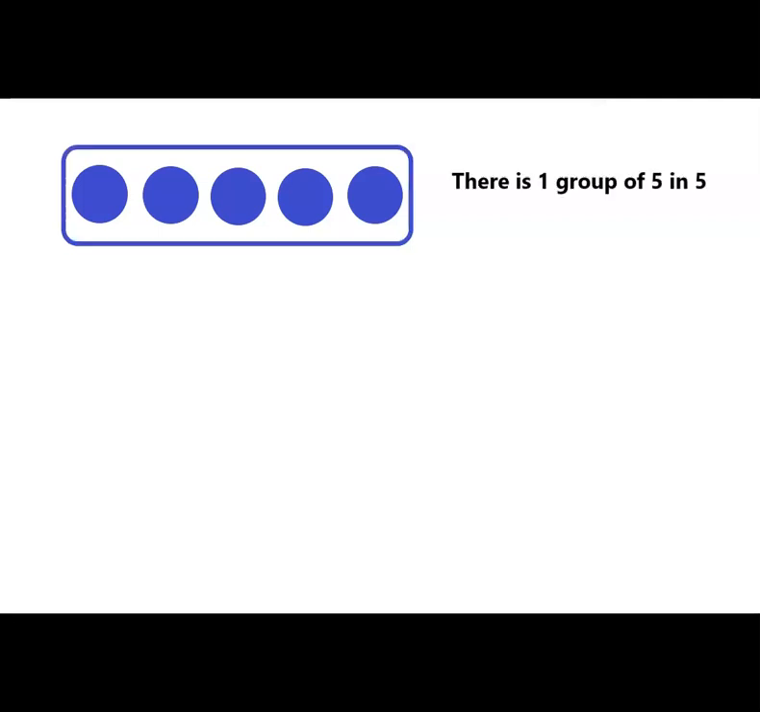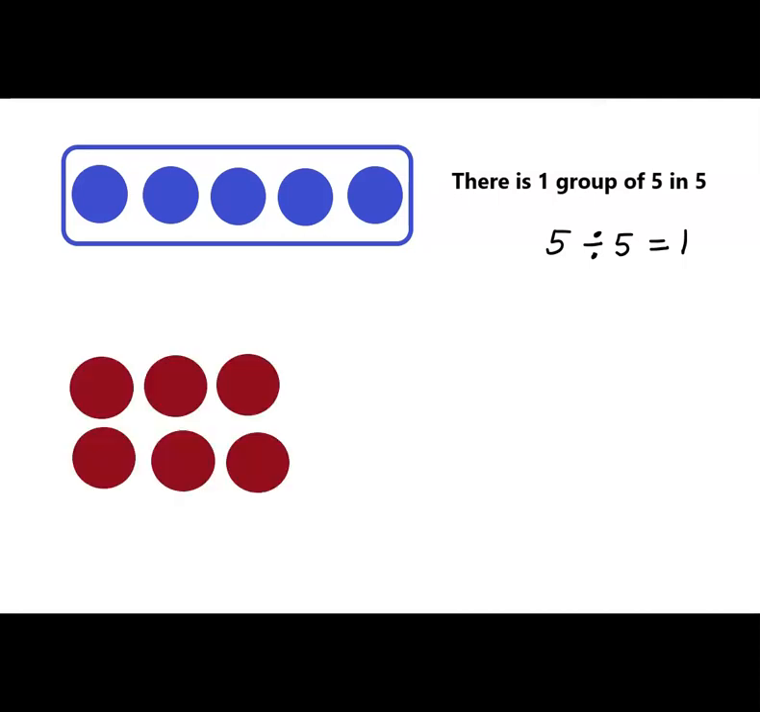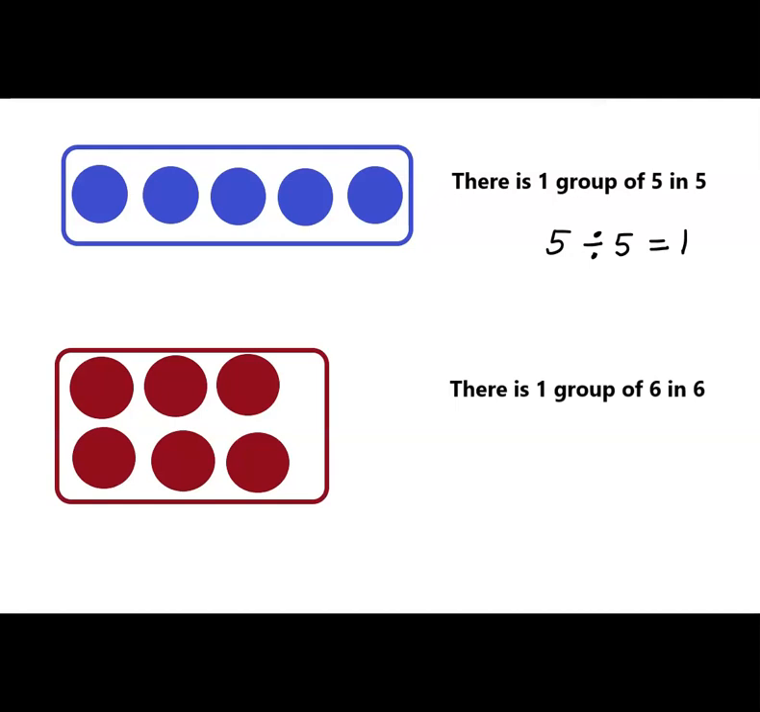Here we have 5 counters. We can see if we do 5 divided by 5, how many 5s are there within 5? There is one group of 5 in 5. So 5 divided by 5 is equal to 1. Here we have 6 counters. How many groups of 6 are within 6? There is one group of 6 in 6. So 6 divided by 6 is equal to 1.